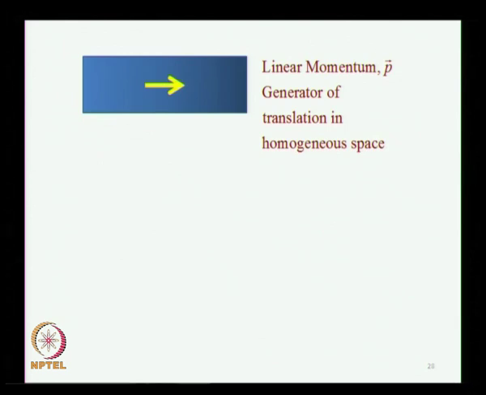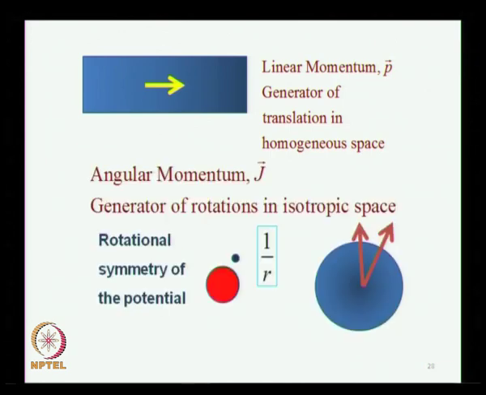So, you have displacement, translational displacement in homogeneous space for the linear momentum operator, and in isotropic space where you carry out infinitesimal rotations, find out what is the generator for this and you will get the operator for the angular momentum. This comes from the rotational symmetry of the hydrogen atom, which is the 1/r potential.